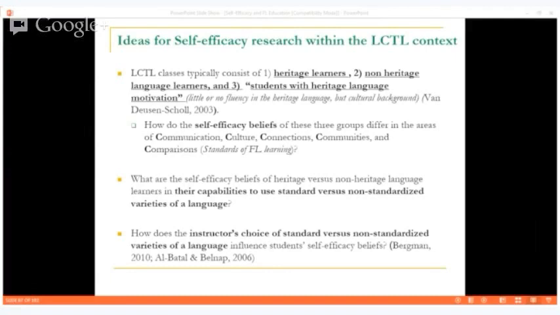I don't know. What are the self-efficacy beliefs of heritage versus non-heritage language learners and their capabilities to use standard versus non-standardized varieties of language? How does an instructor's choice of standard versus non-standardized varieties of a language influence students' self-efficacy beliefs? And maybe you could look at, again, heritage versus non-heritage learners.